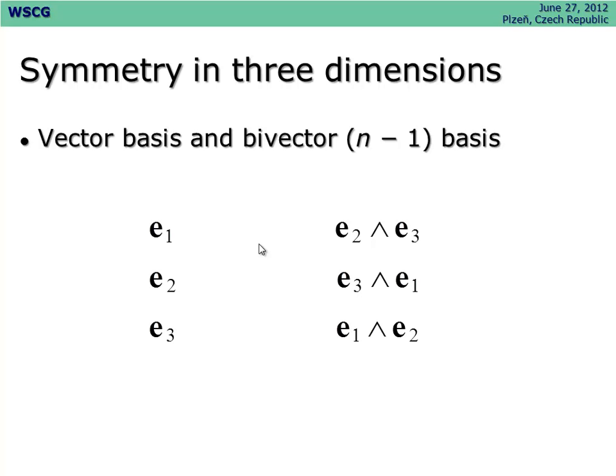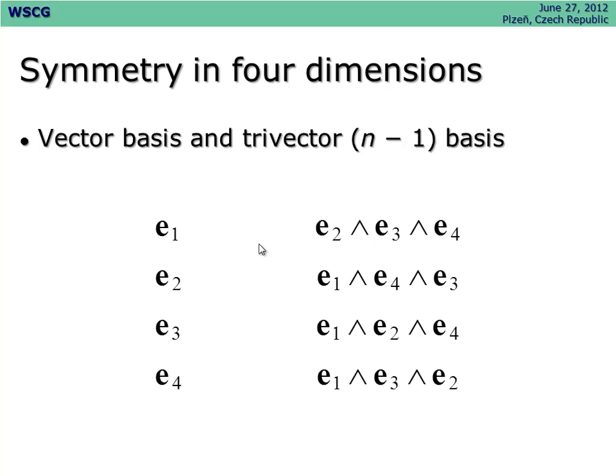Okay, and they're complementary to each other. So obviously, we can choose E1, or we can choose everything except E1. We can choose E2, or everything except E2. And in four dimensions, we can do the same thing. We leave E1 out of this one and wedge everything else together. Leave E2 out of this and wedge everything else together.